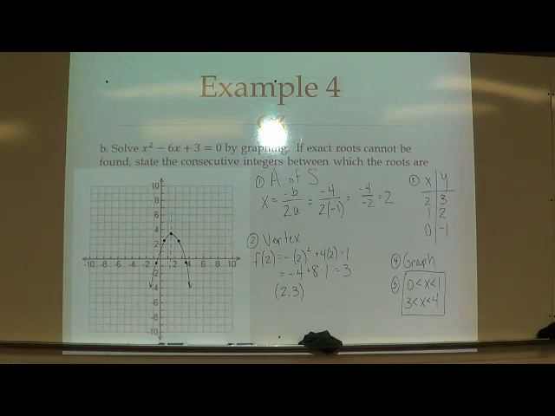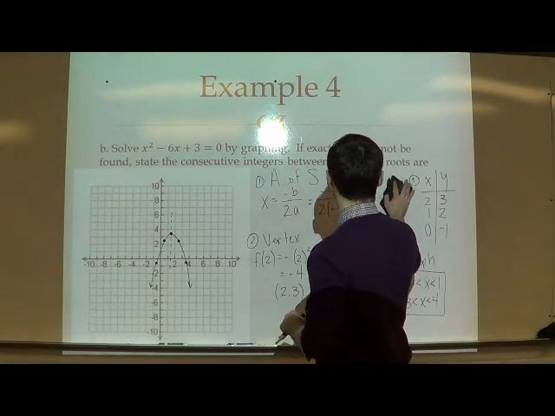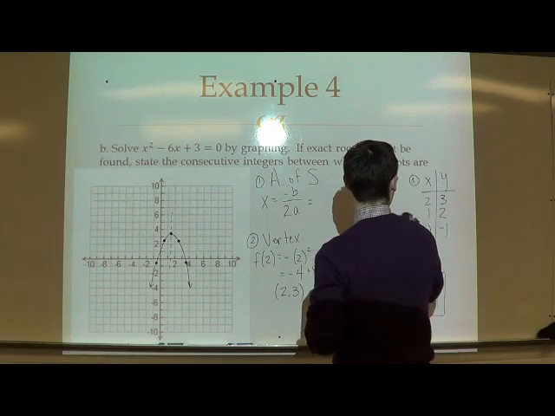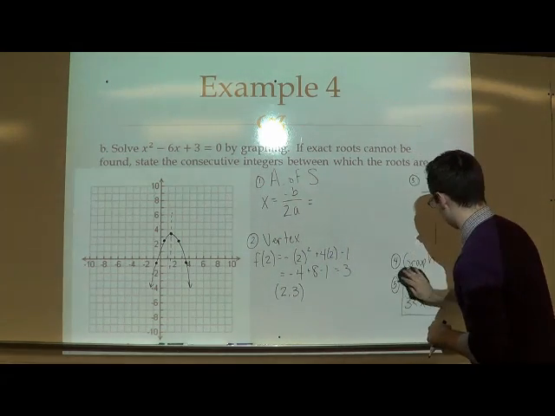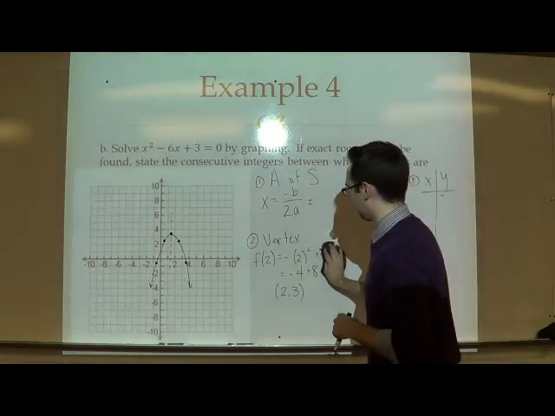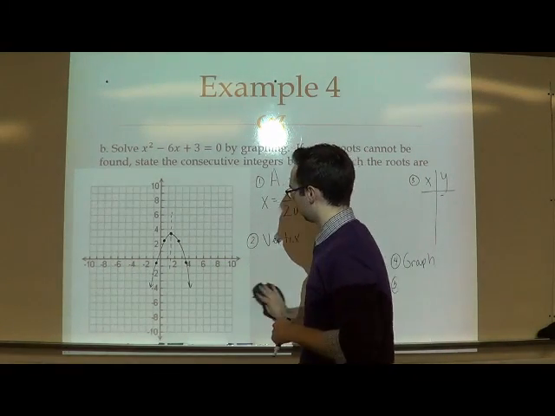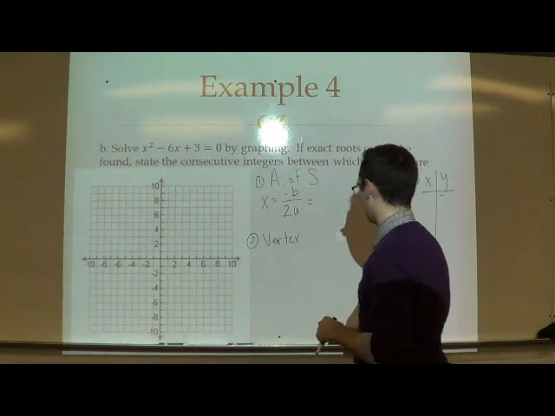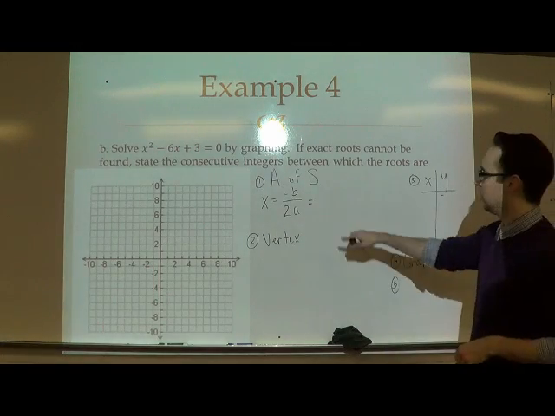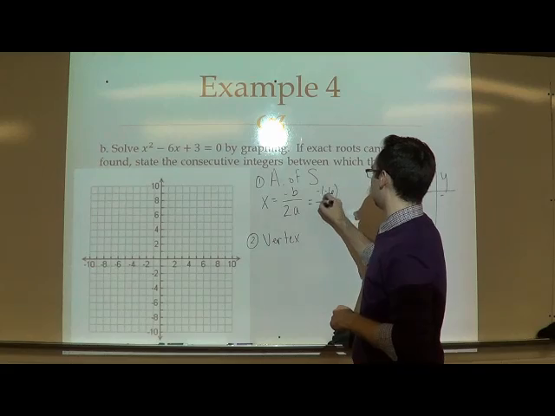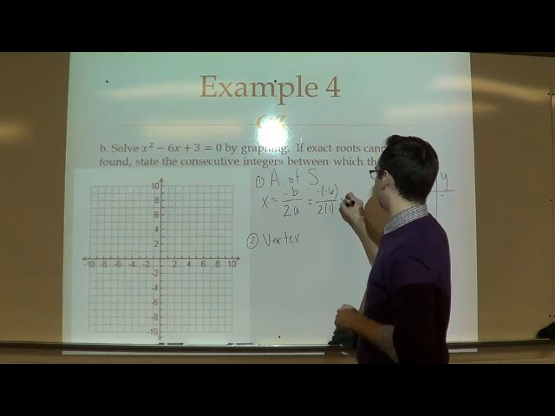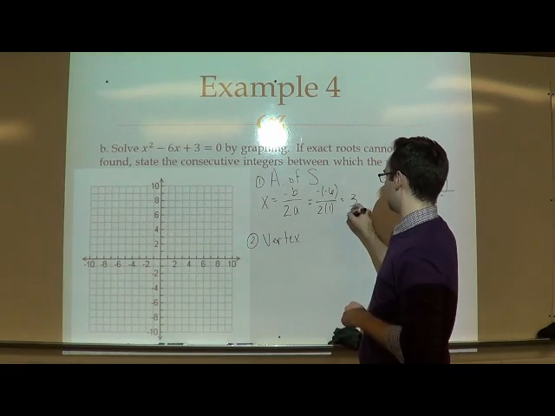So let's go ahead and try that again, just so you can get a better feel for how that might work. And this will be our last one. So start with our axis of symmetry. We have a negative 6 all over 2 times 1. So we end up with a positive 6 over 2, which is 3.